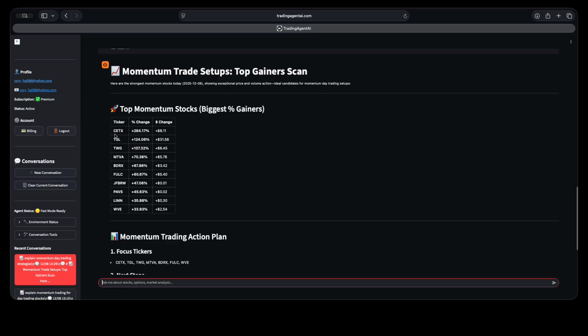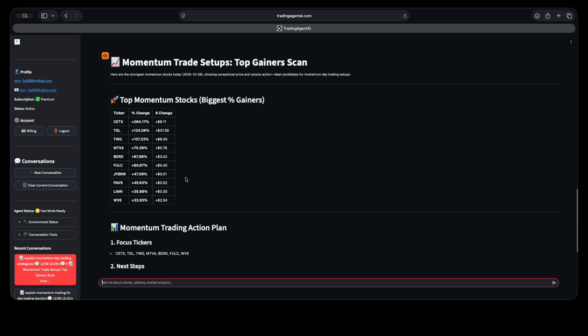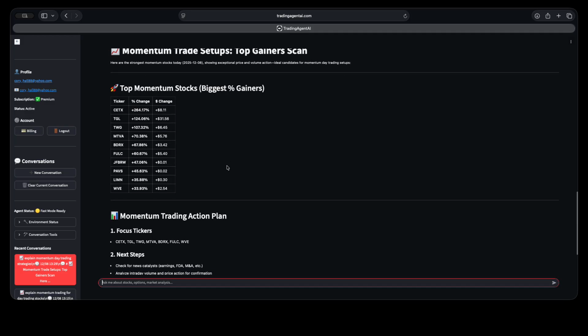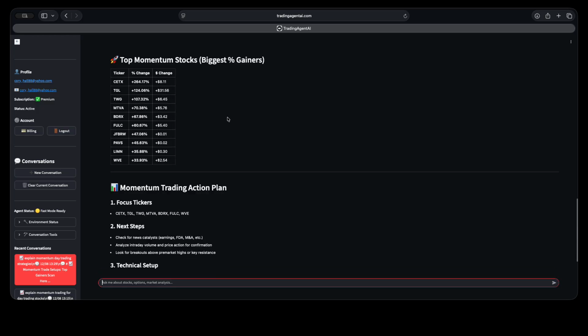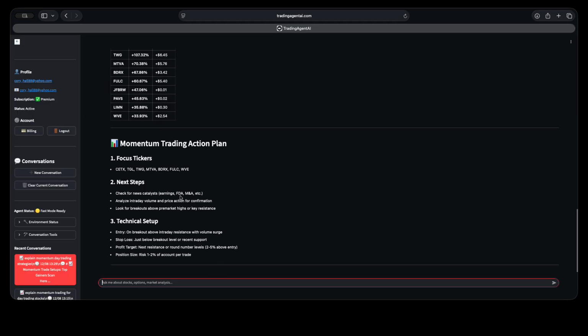So we just gave it scan for momentum trade setup, and it did the scanning for us, and it provided us with some tickers that have some big pre-market gains, large percentage changes, and high volume, and these have been determined to be some good setups for momentum trading today. So here's the list that we can work off of.